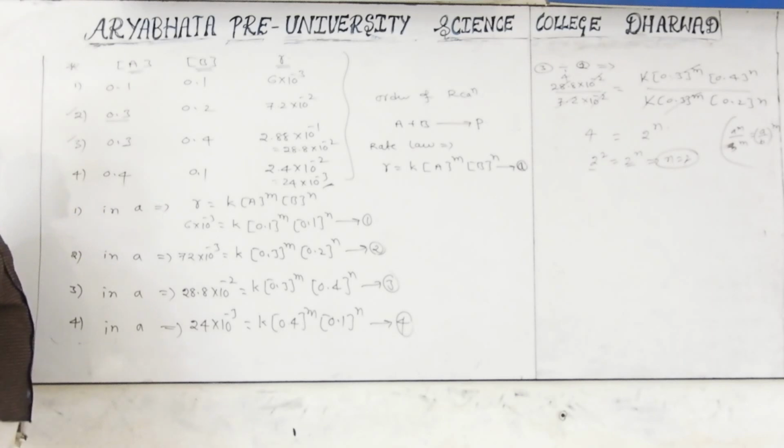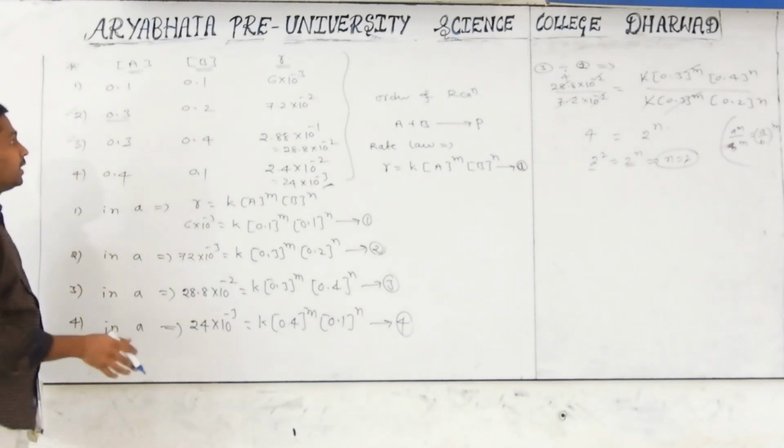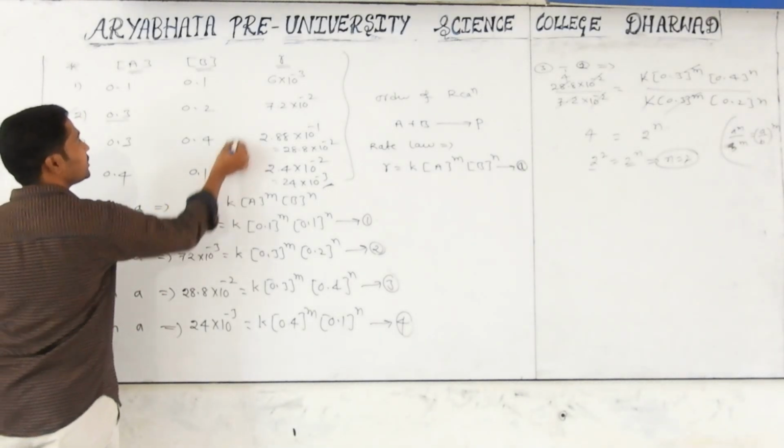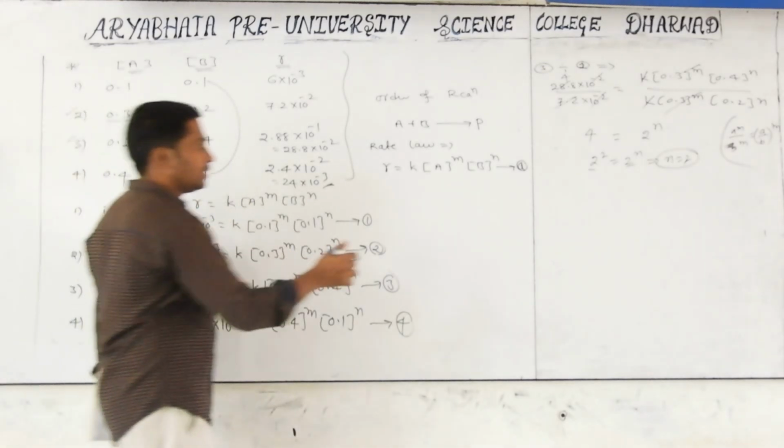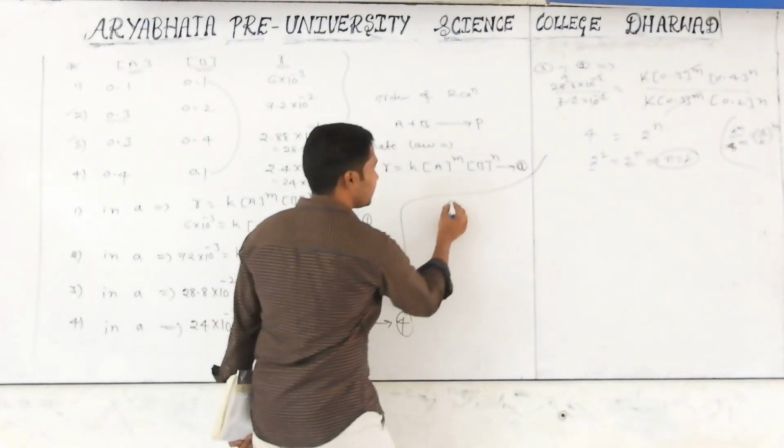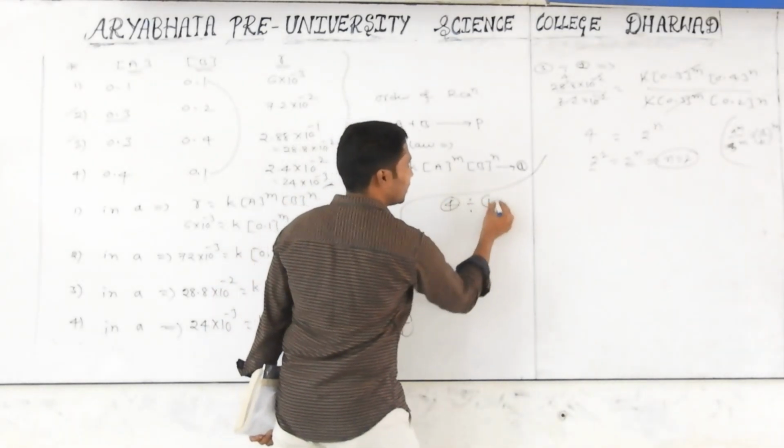I want in terms of A, then we have to take B concentration should be common. B concentration should be common means can we take this ratio? Then B terms should be cancelled. Yes, do that one. What is that one? Equation number 4 divided by 1.